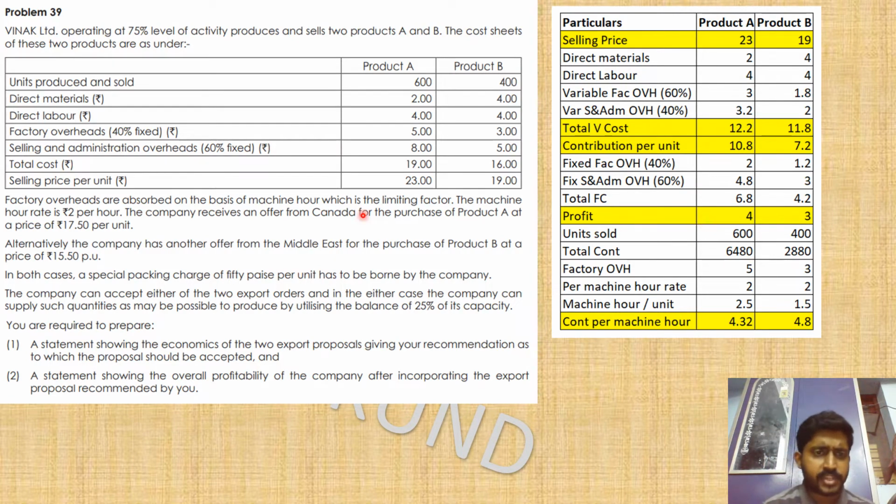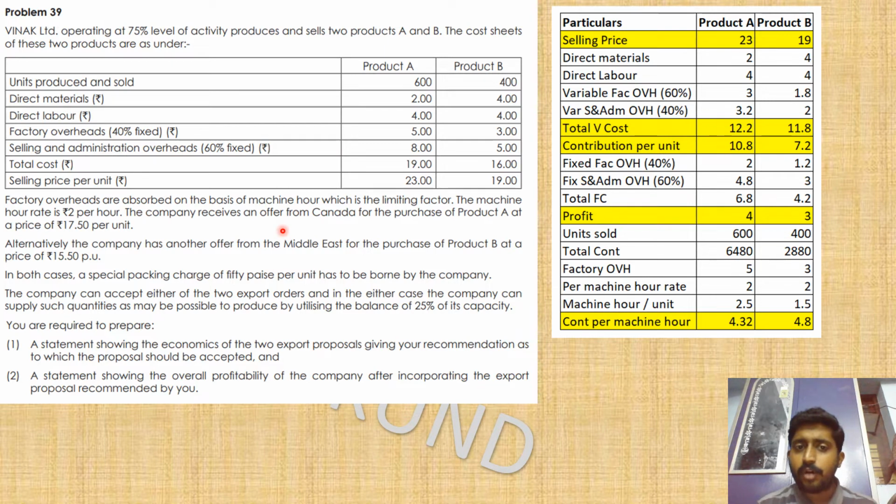So what is our objective here? The factory overheads are absorbed on the basis of machine hour, which is the limiting factor. So this company has a policy of absorbing the factory overheads to the product on the basis of machine hour. Okay, and that machine hour is a limiting factor. Okay, so we have seen the limiting factor problem here. Machine hour is a limiting factor. The machine hour rate is 2 rupees per hour.